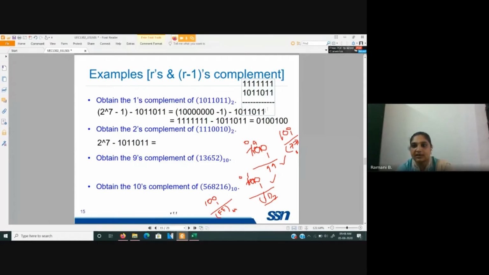Subtraction we are supposed to perform from the rightmost end. So 1 minus 1 will give me a 0. Then again we have a 1 minus 1, that also gives me a 0. This 0 will give me a 1. Again 1 minus 1, so it is a 0. Again a 1 minus 1, that is also a 0. Then 1 minus 0, that is a 1. And 1 minus 1, again a 0.